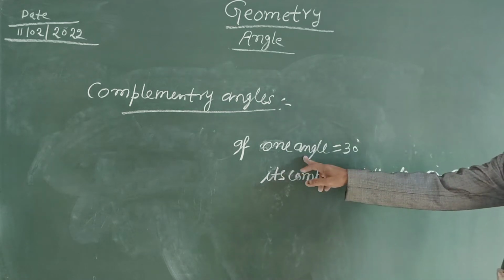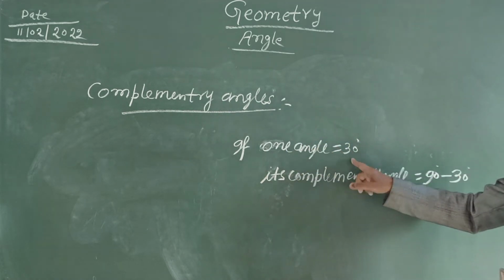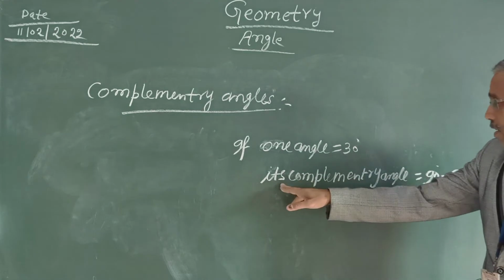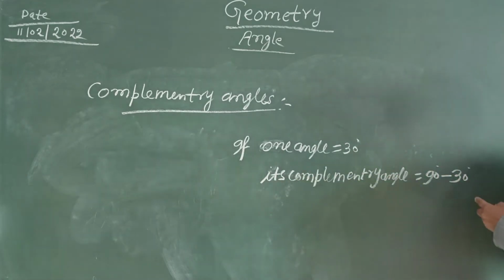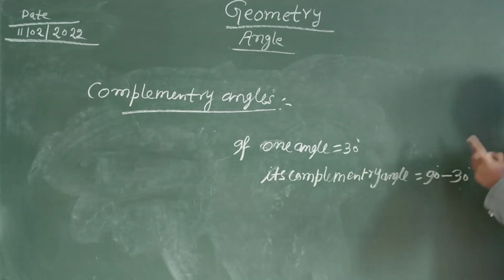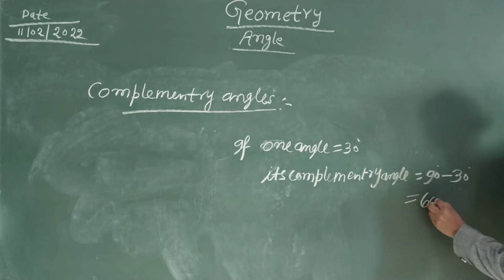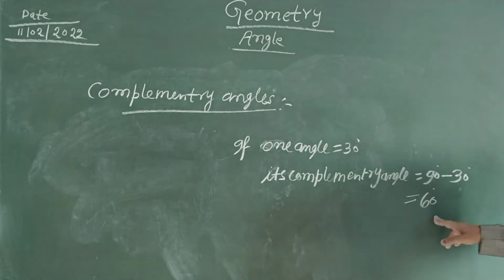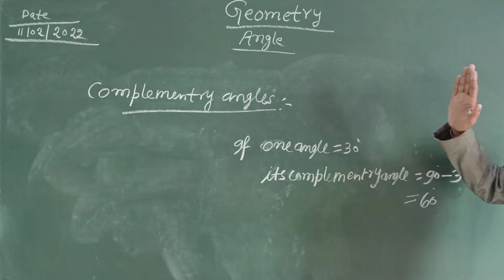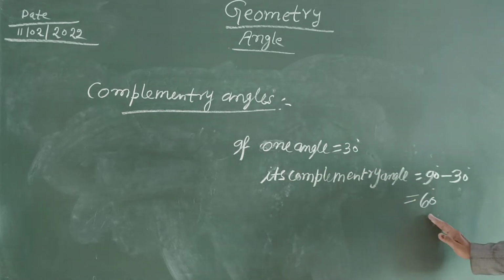If one angle is given in question, if one angle is given 30 degree, so for finding its complementary angle, we need to subtract this given angle 30 from 90 degree. We get 60 degree. The 60 degree is the complement angle of 30 degree and 30 degree is complement angle of 60 degree.